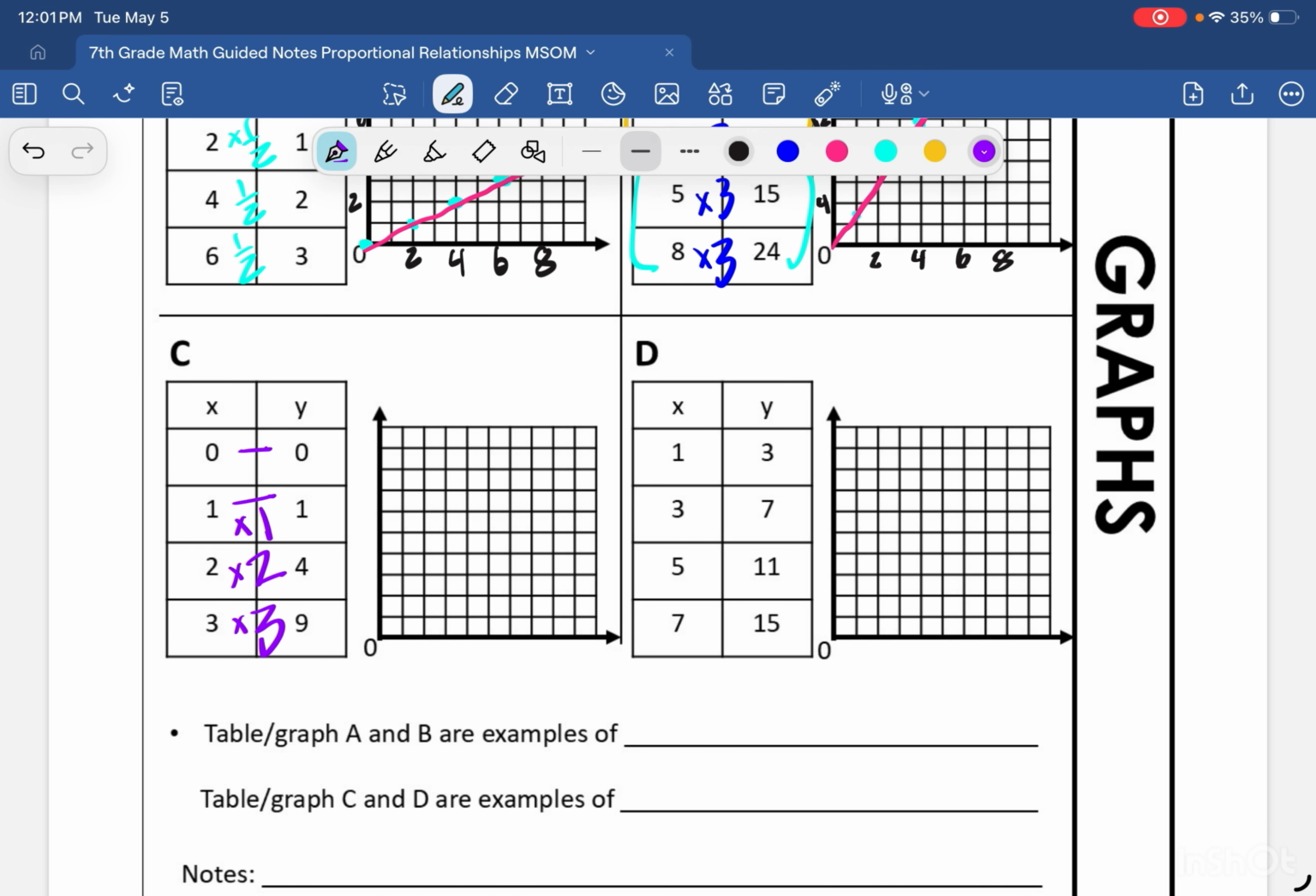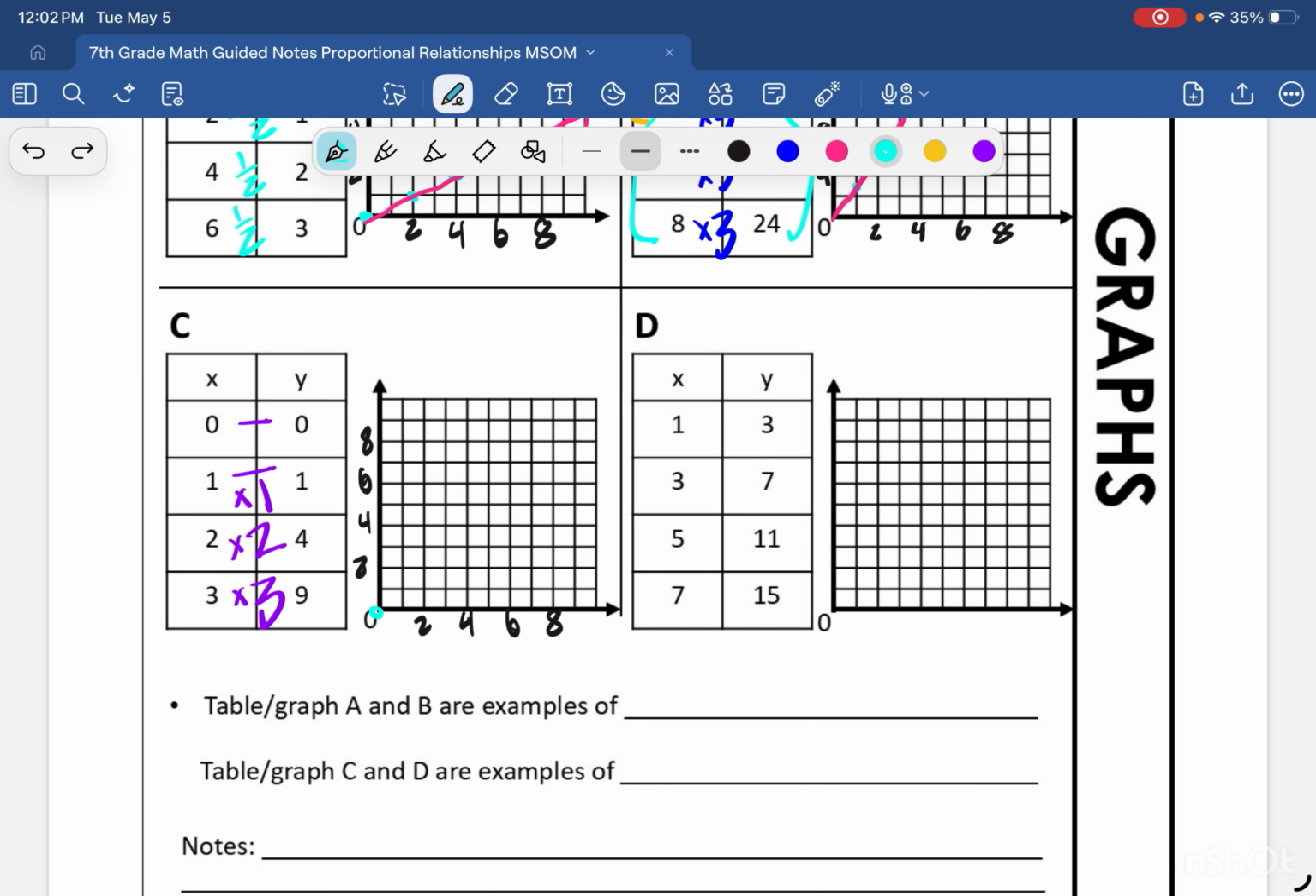Let's go ahead and graph it and see what it looks like. I'm going to go by ones here and then up the side. So I have 0, 0, 1, 1, 2, 4, and 3, 9. So if I graph it, it's going to kind of look like this with a little bit of a curve going. All right, and that is not a proportional relationship. Let's look at the next one.